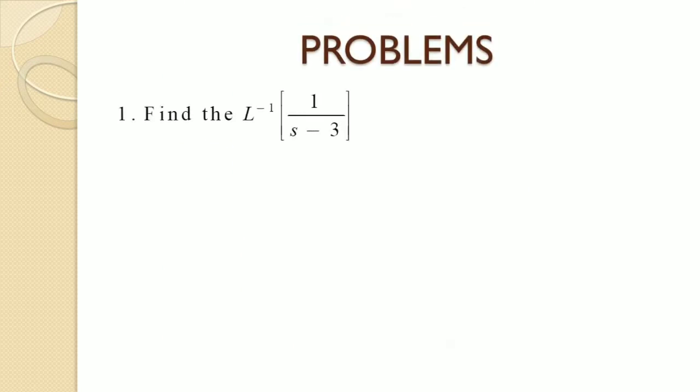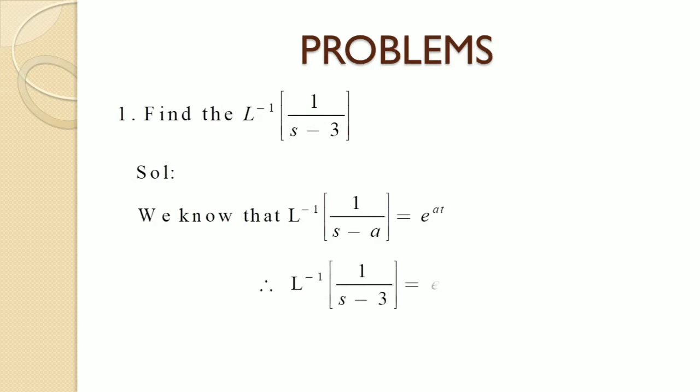Problems. First, let us find the L inverse of 1 by s minus 3. Here we know that L inverse of 1 by s minus a is e power at. So in the place of a we are having 3. So just replace a by 3, we get L inverse of 1 by s minus 3 is equal to e power 3t.